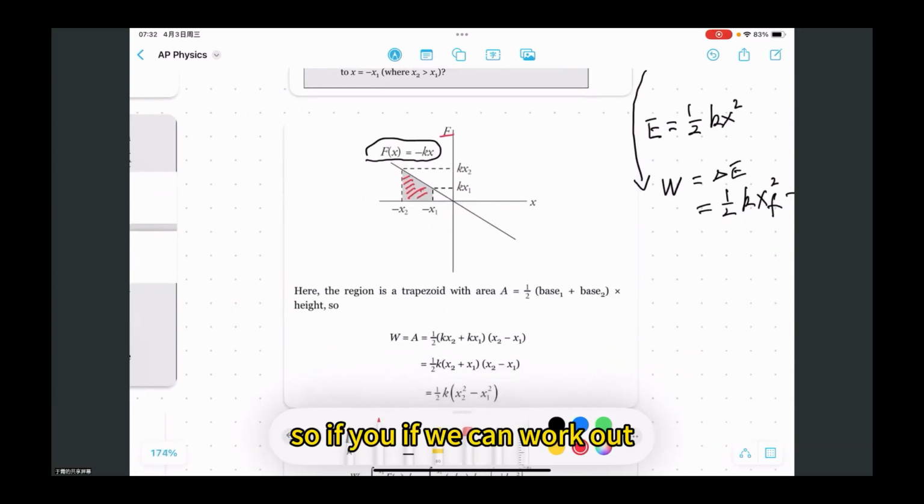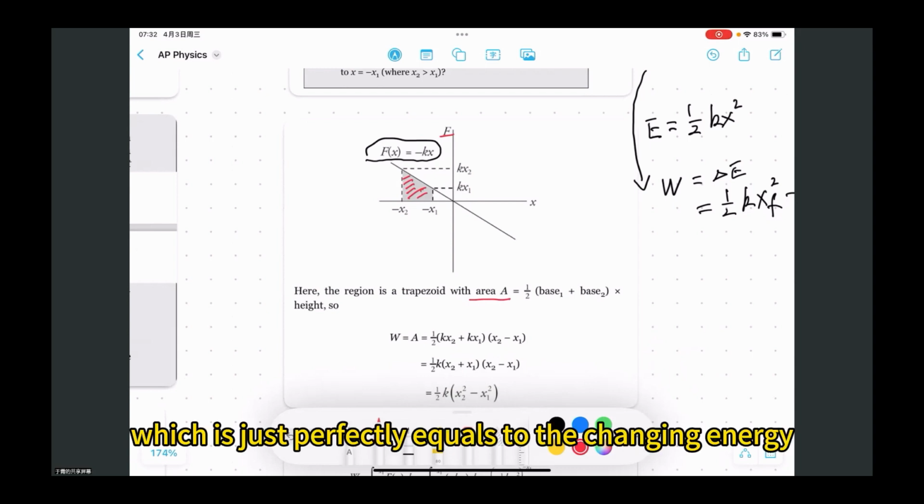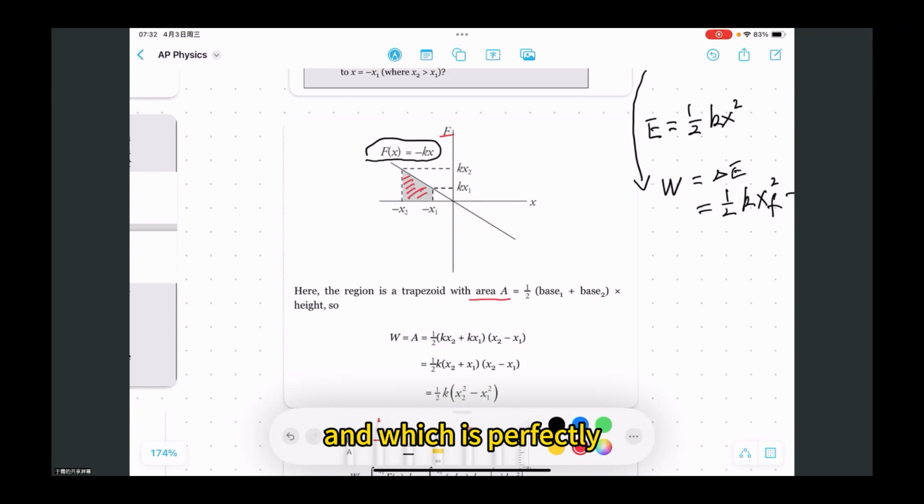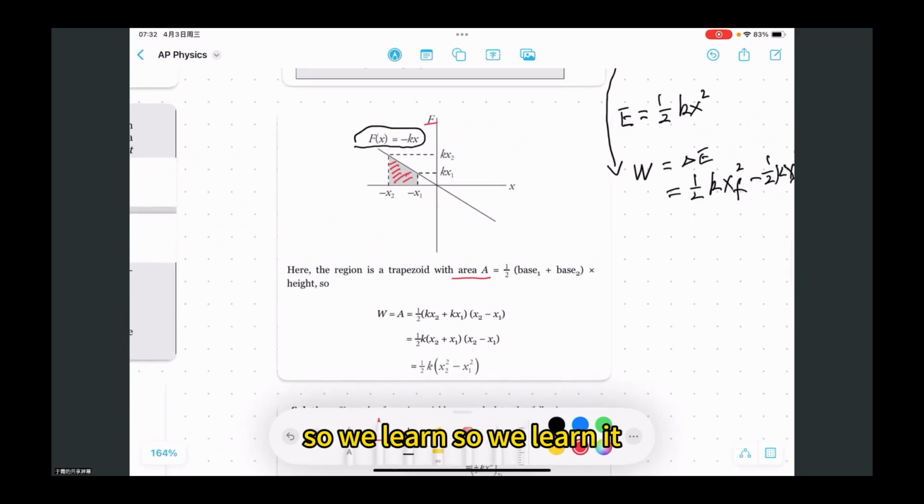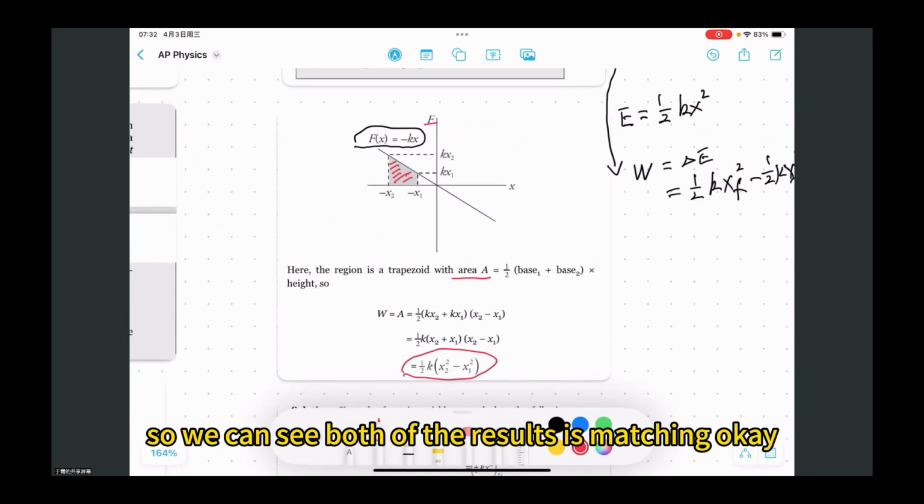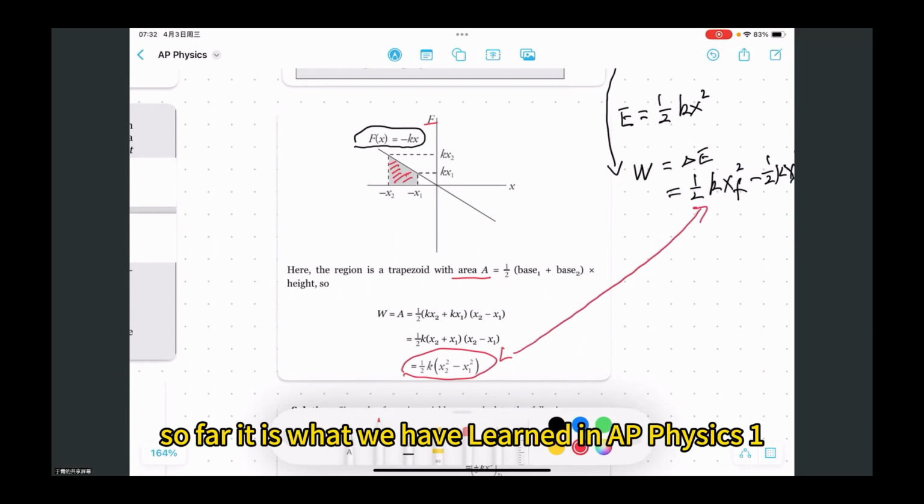Okay. So if we can work out the area of the shadow, or the area under the curve, which just perfectly equals the change in energy, and which perfectly shows the work done. So we learn it. So you can see both of the results are matching. Okay. So far it is what we have learned in AP Physics 1.